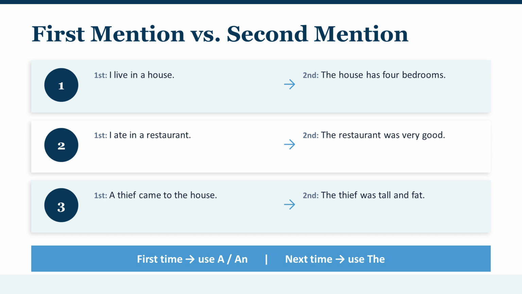Example 2. I ate in a restaurant. The restaurant was very good. Same pattern. Example 3. A thief came to the house. The thief was tall and fat. Again, first mention uses a, and the second mention uses the. So remember, first time, use a or an. Next time, use the.